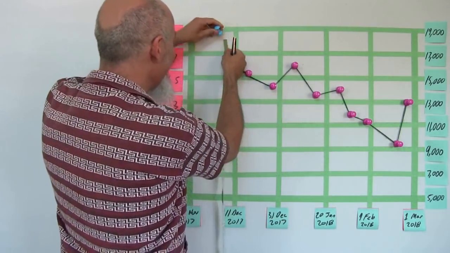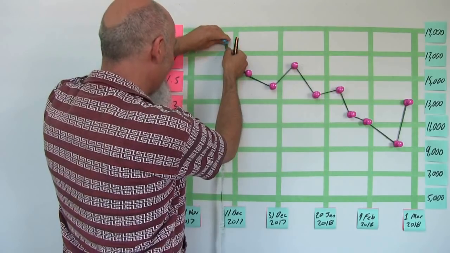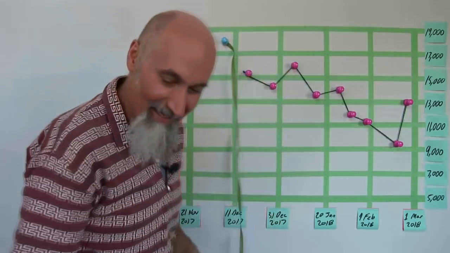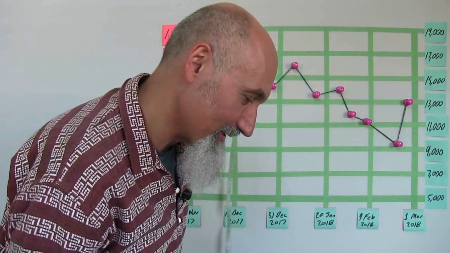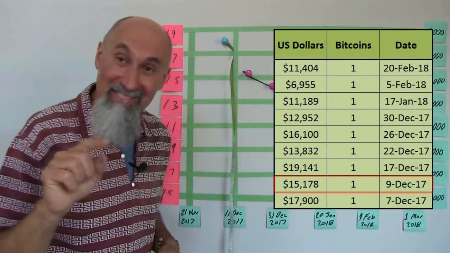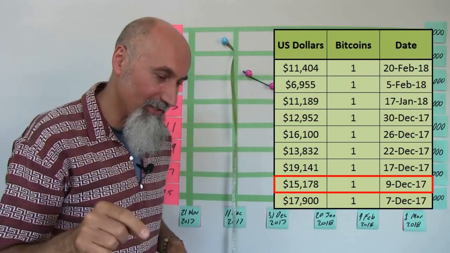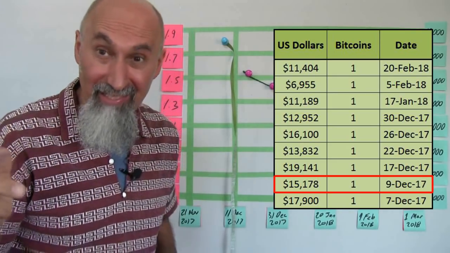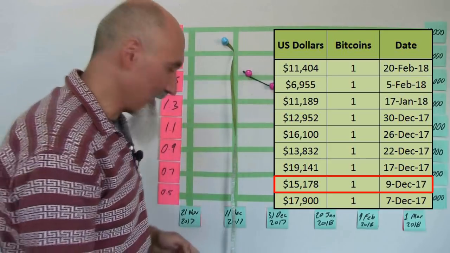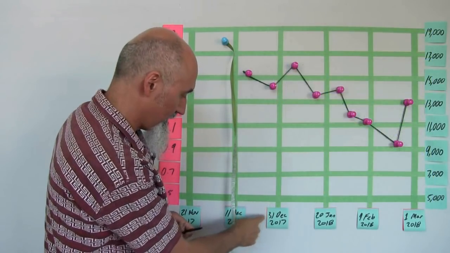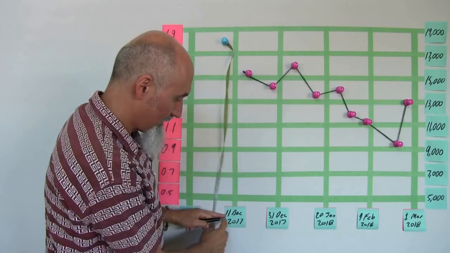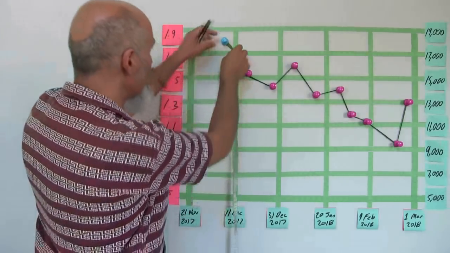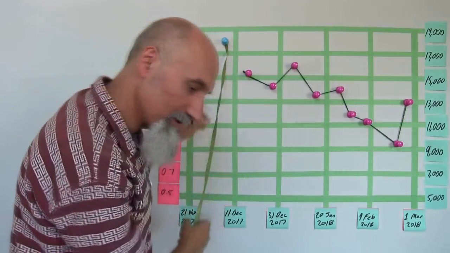So let's put this here, right? So we're gonna put our thing through it, right? And then what we're gonna do is, we're gonna put the next tack in. When is our next tack? Our next data point is on December 9th, 2017, one Bitcoin costs $15,178, right? So December 9th, so let's find out where that is. This is 20 days. That's December 9th, is it? Oh, it is too, so it's really close. So we're right here.